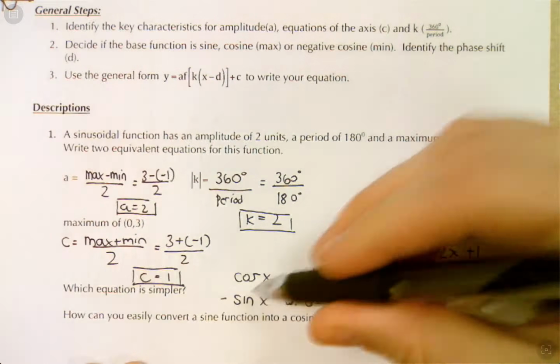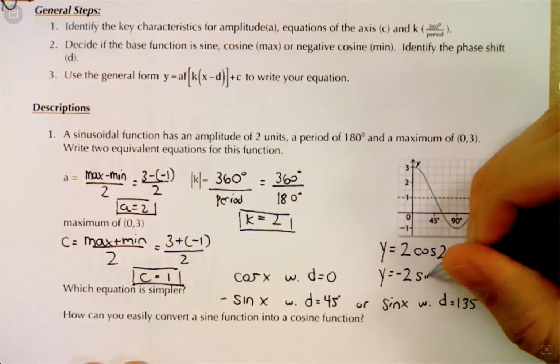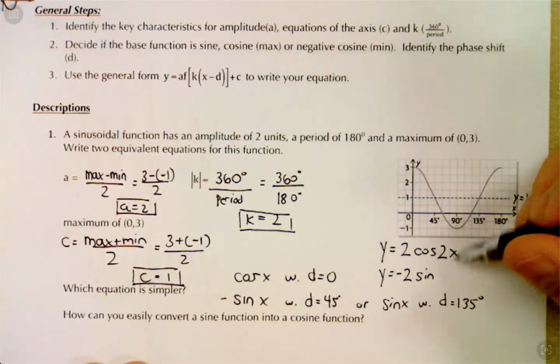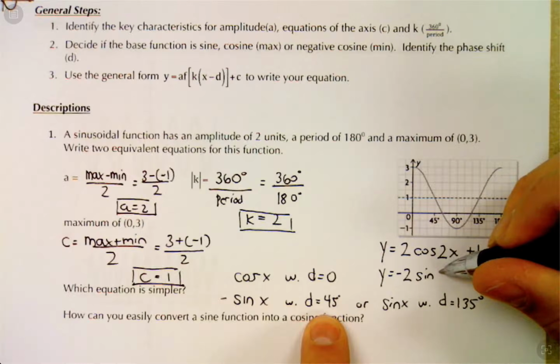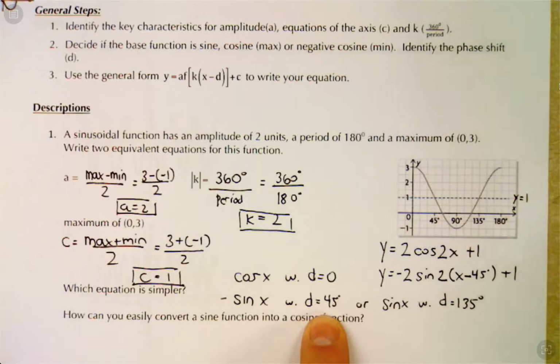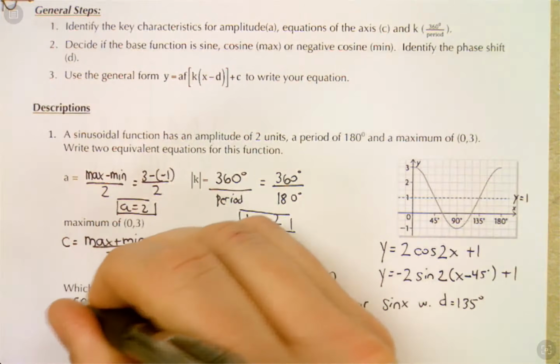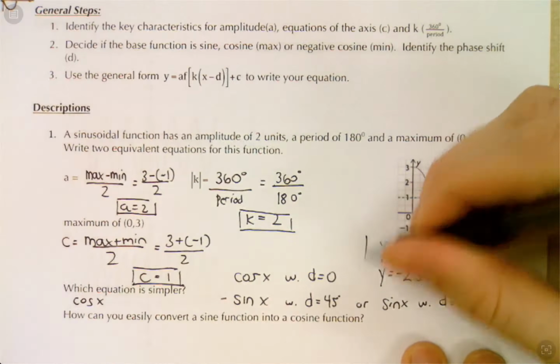Next one, if we do negative sine, we get y equals negative 2 sine. That's how we get the negative sign in there. 2 is still k, but this time we have a d value, so be careful. 2x minus 45 plus 1. And there's our two equations. Which one's simpler? Cos. The cos graph was simpler because we had a d of 0. So here's our two equations.